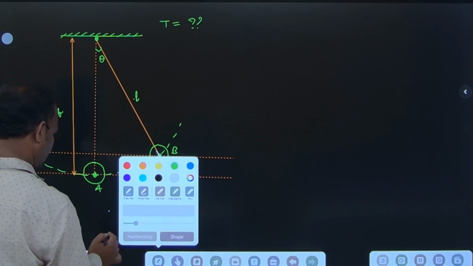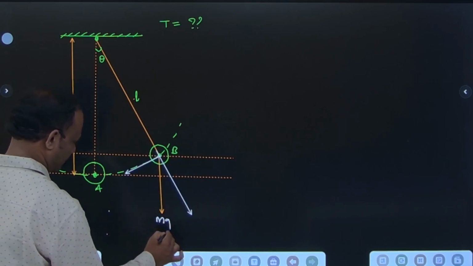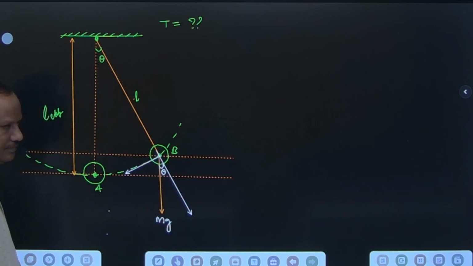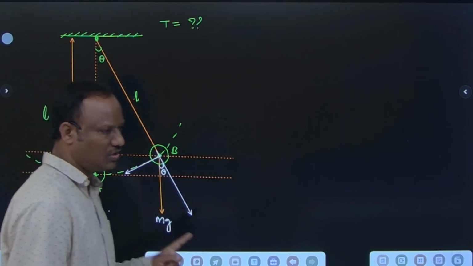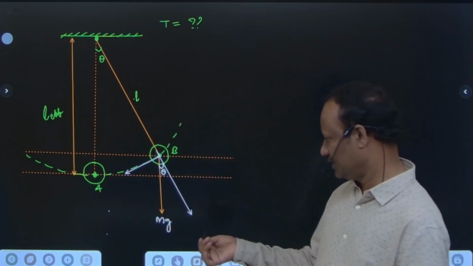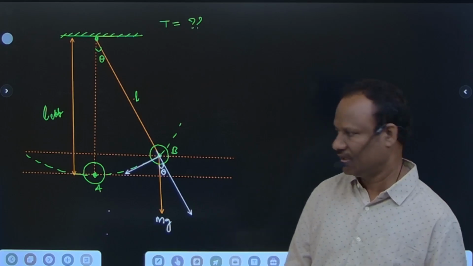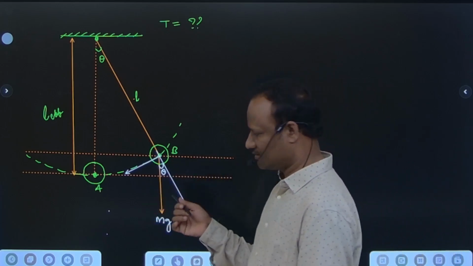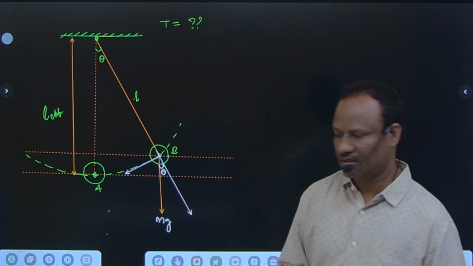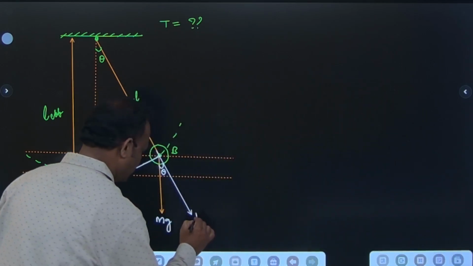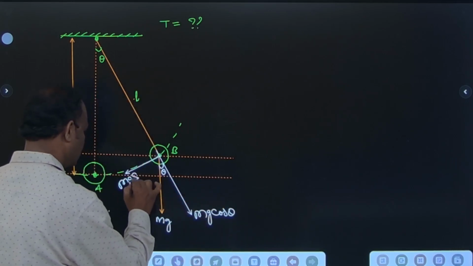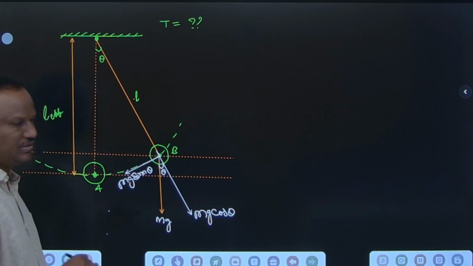Now come to the general situation. What is the weight of this bob? mg. It makes an angle theta, here also it will be theta only. When you resolve a vector, here weight, the direction of weight is towards the center of the earth. This is not along the axis, it is in the plane, so I should resolve it into components. One is mg cos theta, and the next one is mg sin theta.